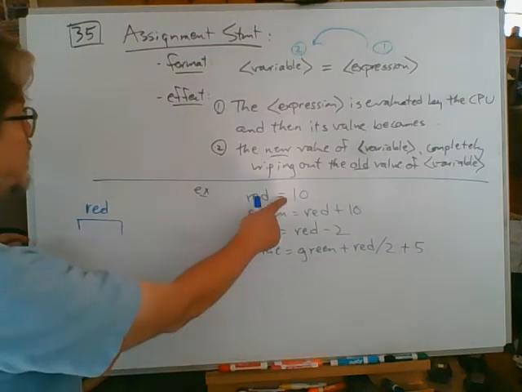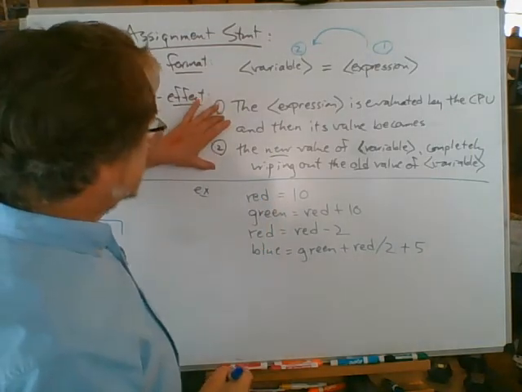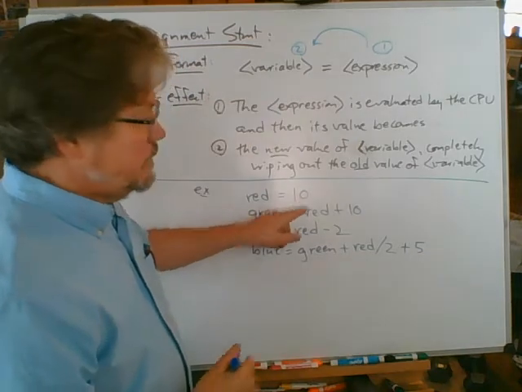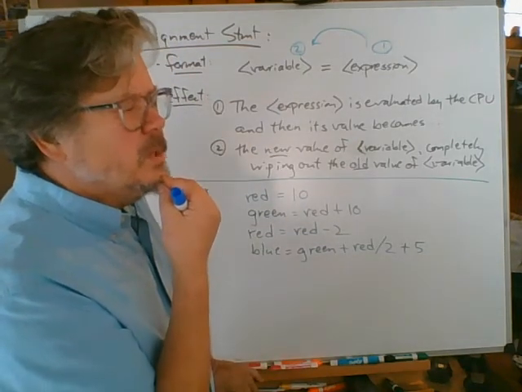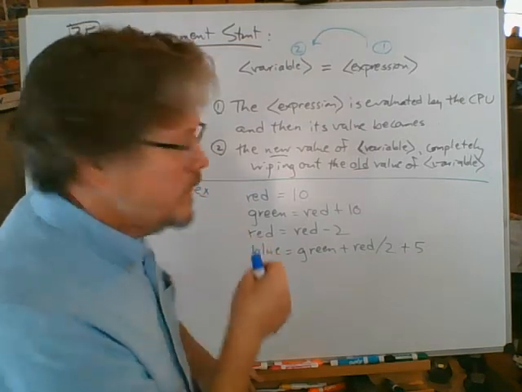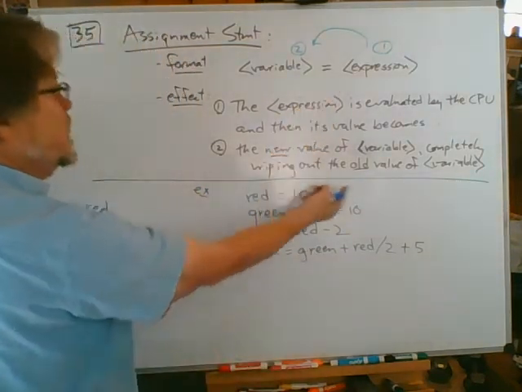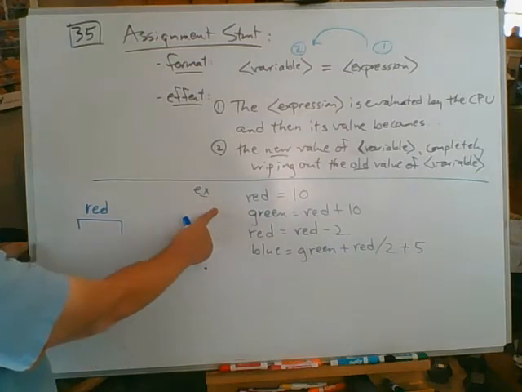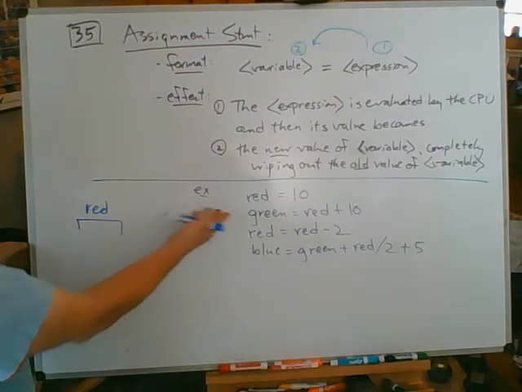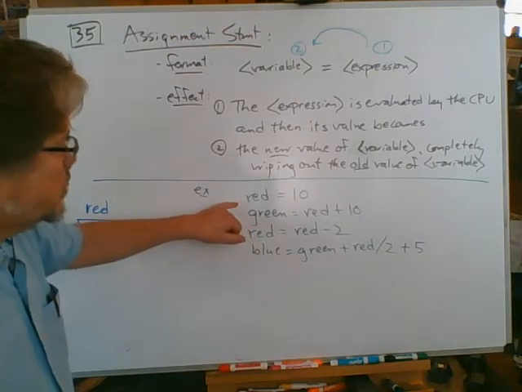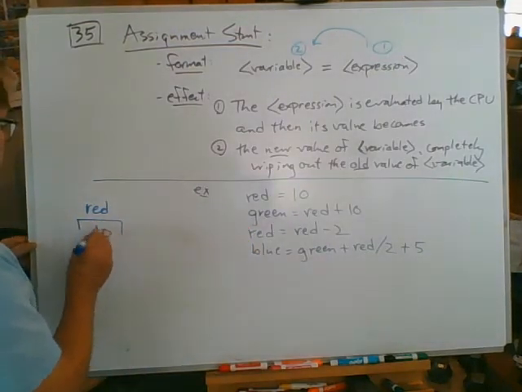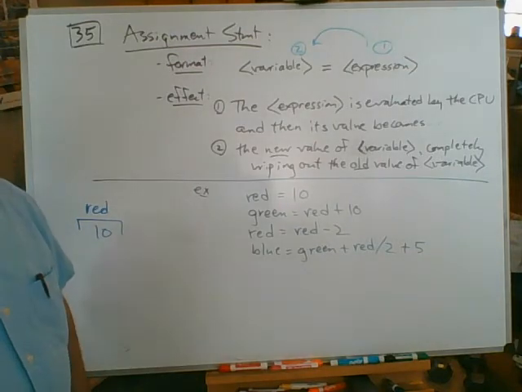So here we go. Red equals 10. Let's obey the rules. The expression. Let me use my ALU and evaluate 10. 10 equals 10. Okay. The value of the expression is 10. Now I need to put that in the variable red, covering over the old value. There is no old value of variable red. This could be the very first line that uses red at all. So there's no old value to wipe out. It just sets red to be 10. The end.